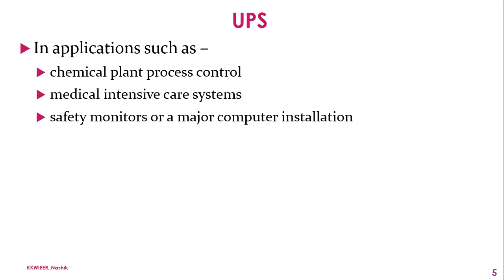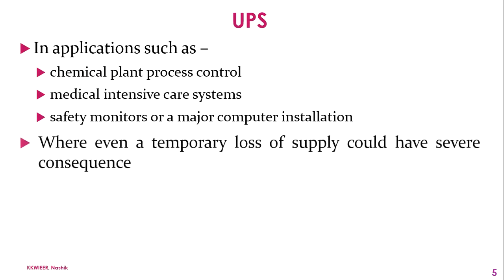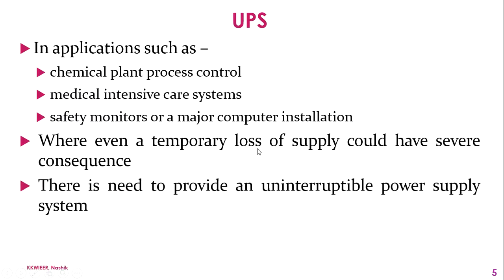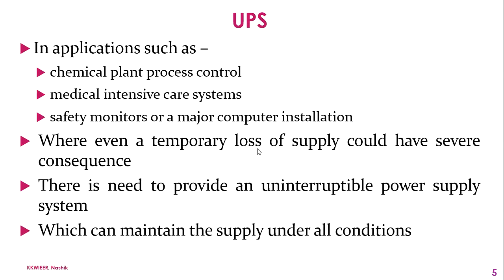In all these applications we use UPS systems, where even a temporary loss of supply could have severe consequences. In case of medical intensive care systems or monitors in chemical plants, even a temporary loss cannot be borne. So there is a need to provide an uninterruptible power supply system which can maintain a supply under all conditions. In case of a failure, there should be a backup.